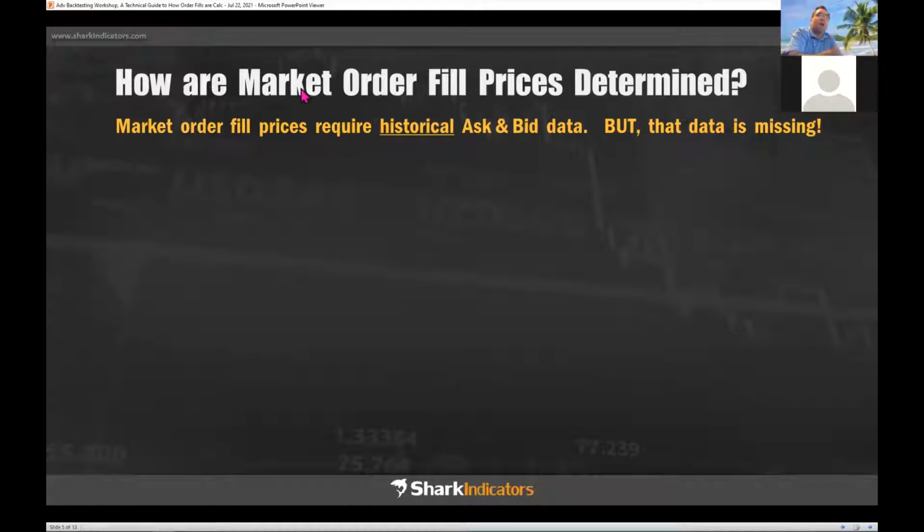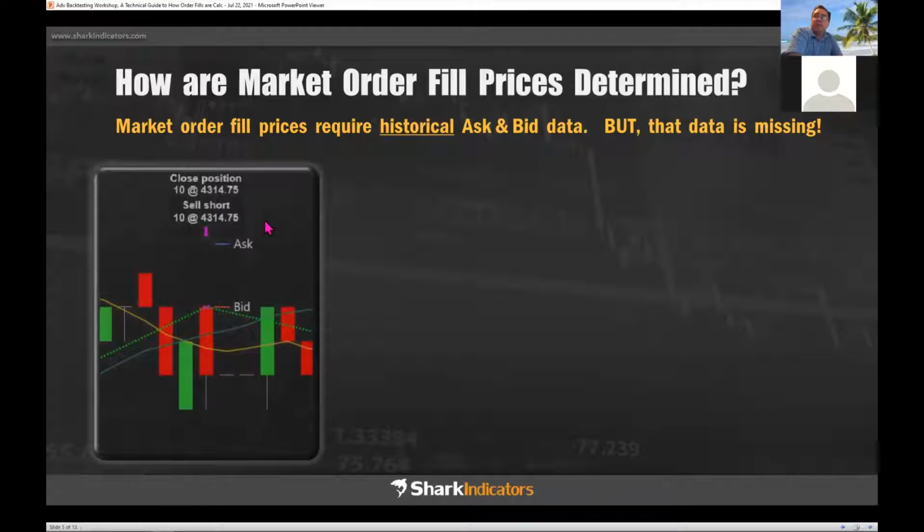So in order to properly backtest a market order, you need historical bid and ask data, right? You need to know where that ask and bid price was, along with the volume, in order to accurately know where a market order gets filled. If you're trading live, then you know that your market orders get filled at the ask if you're going long, or at the bid if you're going short, right?